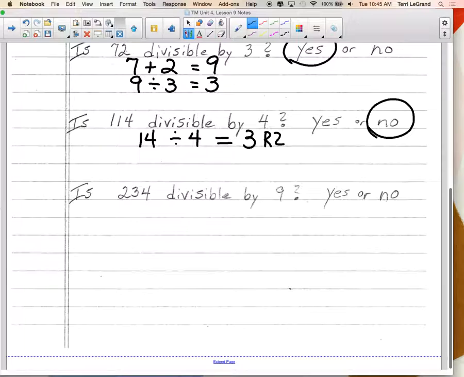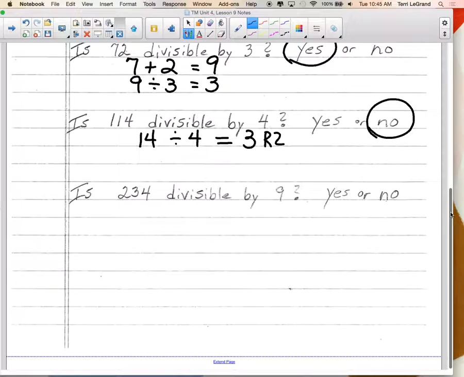By the way, would 114 be divisible by 3? What do you think? Is 114 divisible by 3? 1 plus 1 plus 4 is 6. Is 6 divisible by 3? Then 114 is divisible by 3.